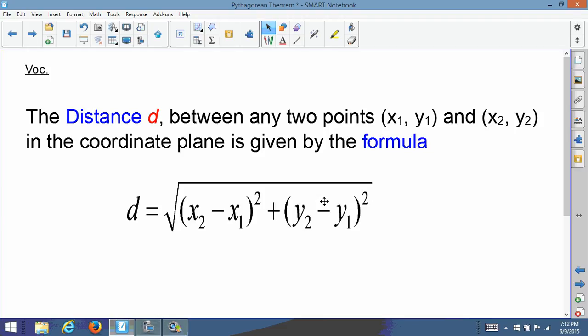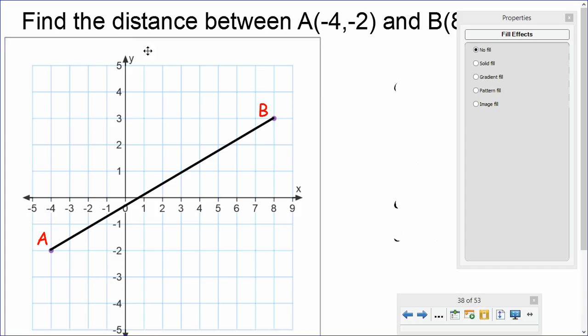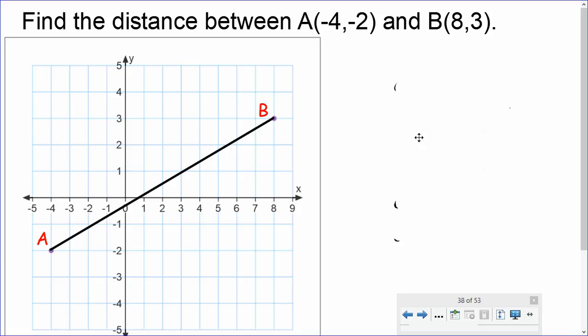So this formula is like the Pythagorean theorem in disguise. The only difference is you're using the coordinate plane. So I'm going to show you a little bit of the Pythagorean theorem. Hopefully you've seen my other video doing the Pythagorean theorem to find side C. So we are going to find the distance between point A, (-4, 2), way down there on the bottom, and point B, (8, 3), up there on the top.